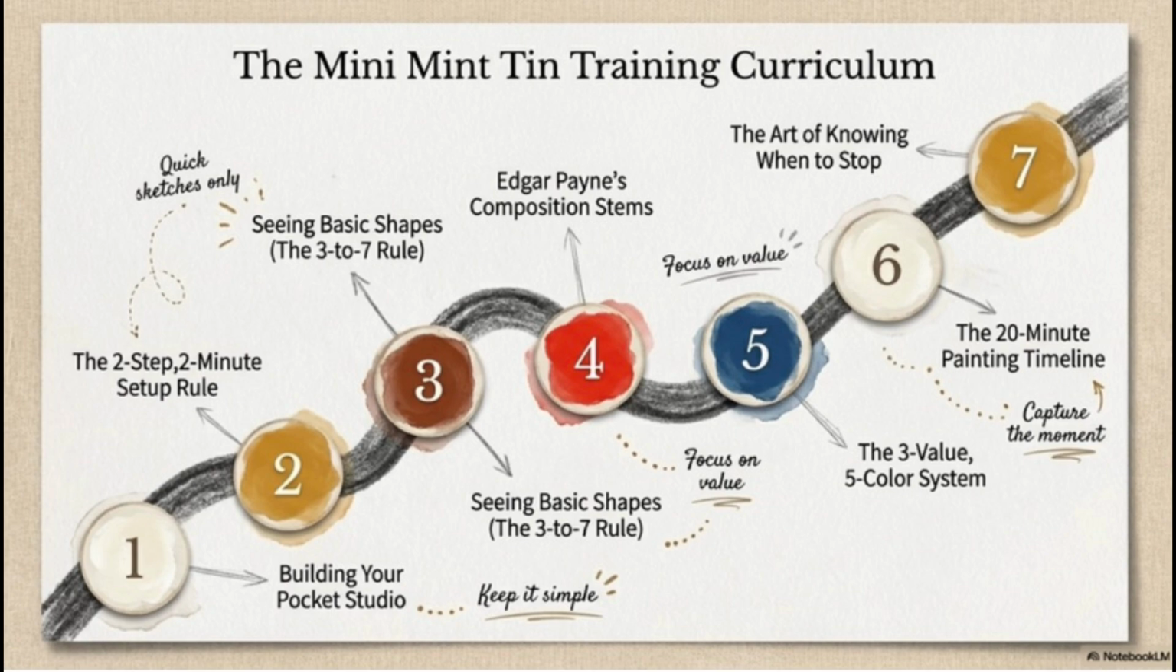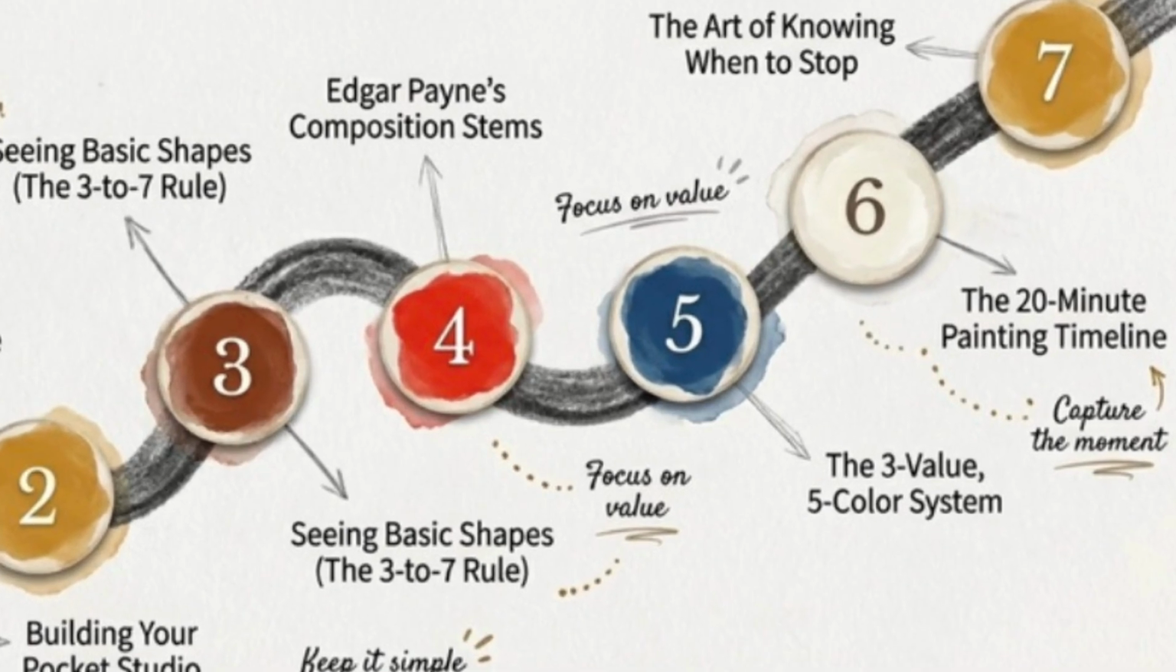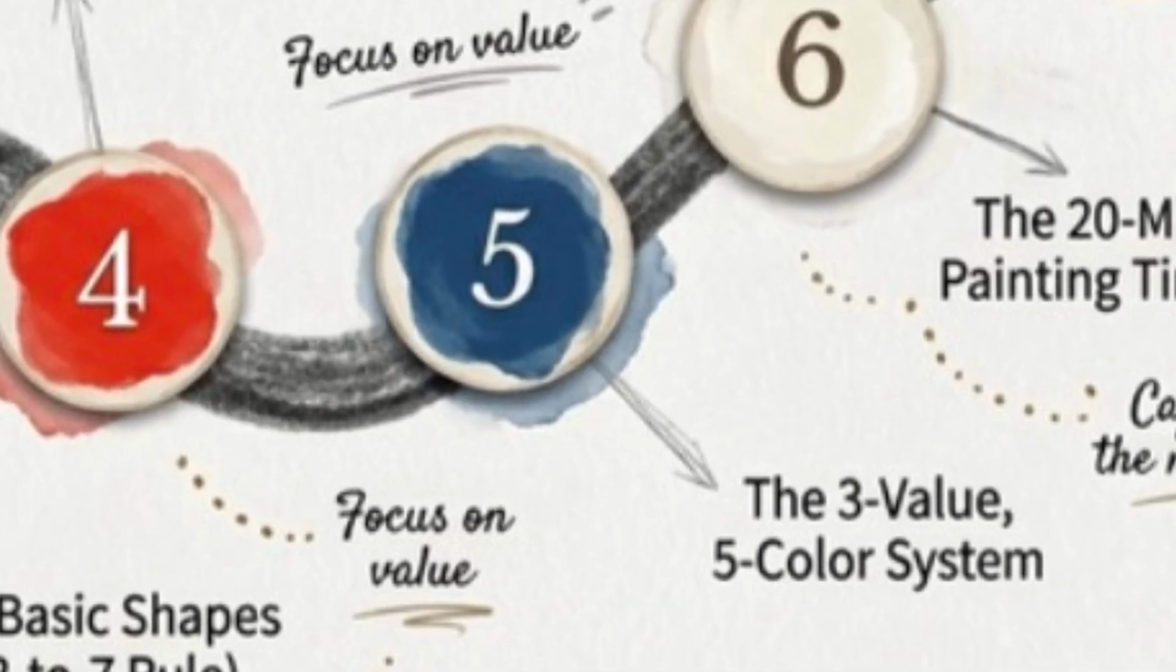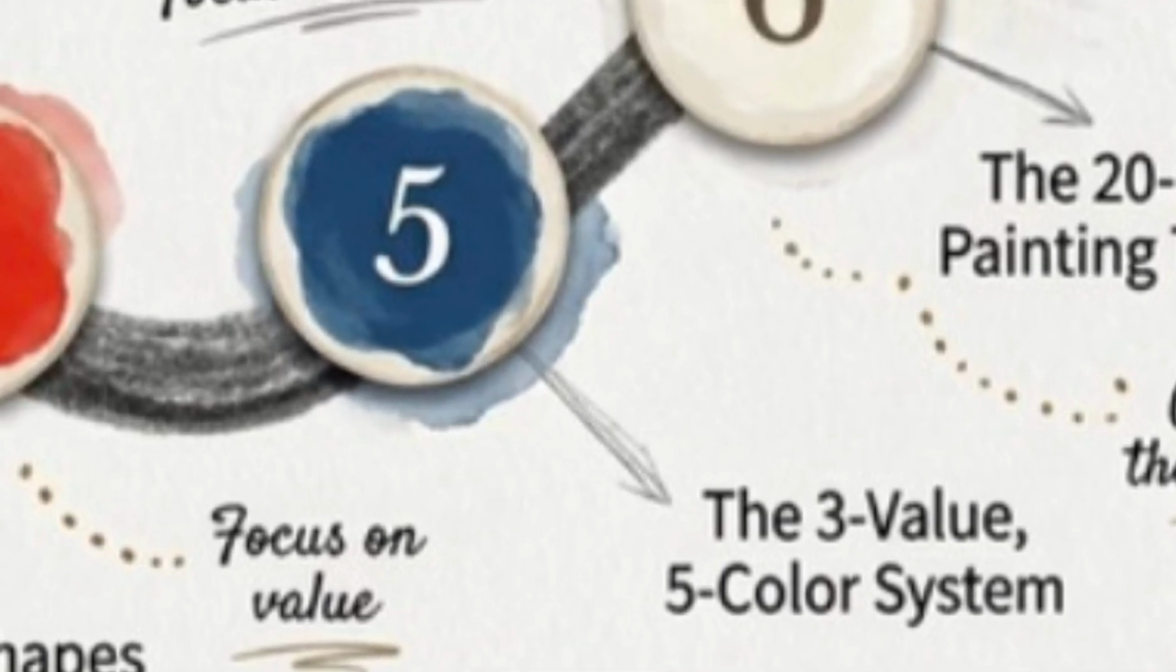Now we're finished with course number 4. We're going to move on to course number 5, and we're going to focus in on the 3-value, 5-color system to further simplify the process of mixing paints and getting the job done in these miniature formats.